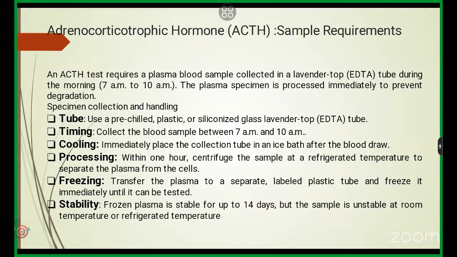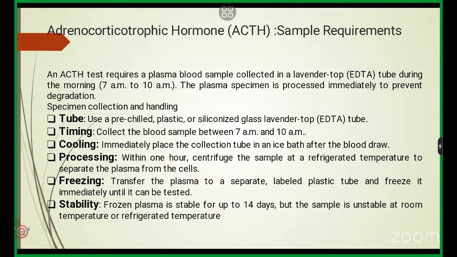So these are priority samples. The tube should be pre-chilled, plastic or siliconized glass lavender top, EDTA tube. Timing: collect the blood sample between 7 a.m. and 10 a.m. Cool immediately. Place the collection tube in an ice bath after the sample is drawn. Process within 1 hour, centrifuging the sample at a refrigerated temperature to separate plasma from cells. These are priority specimens and should be considered as such because of the quality of the sample. And these are key requirements in analysis.